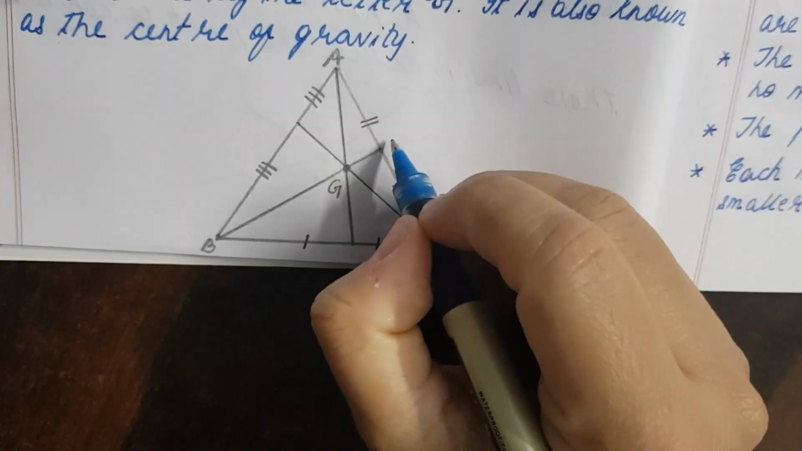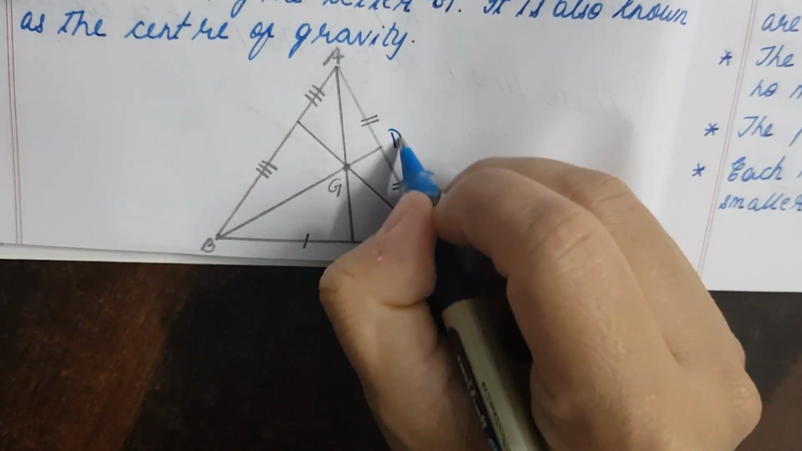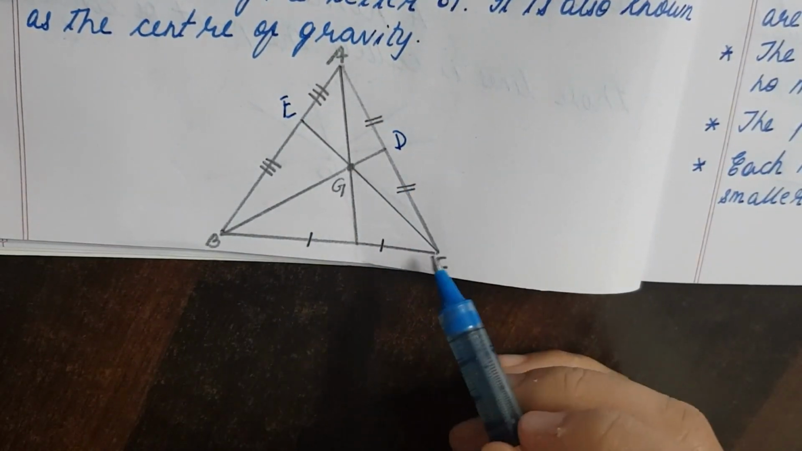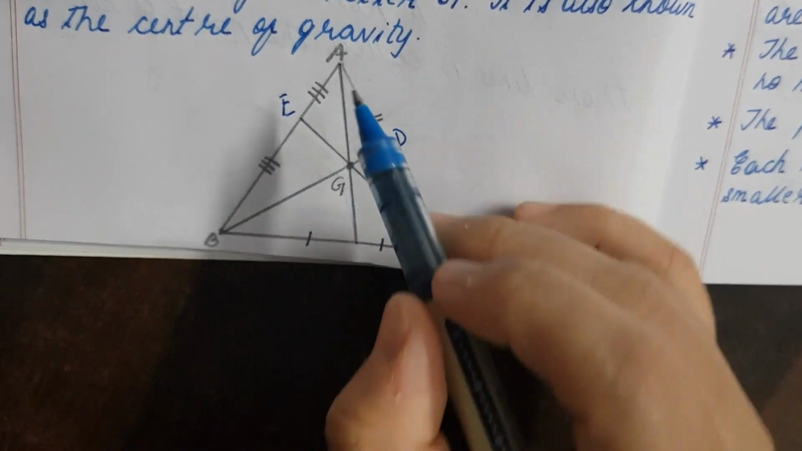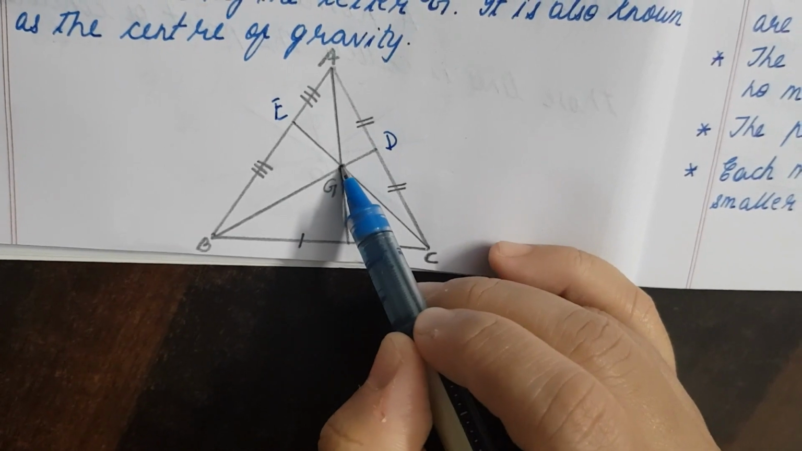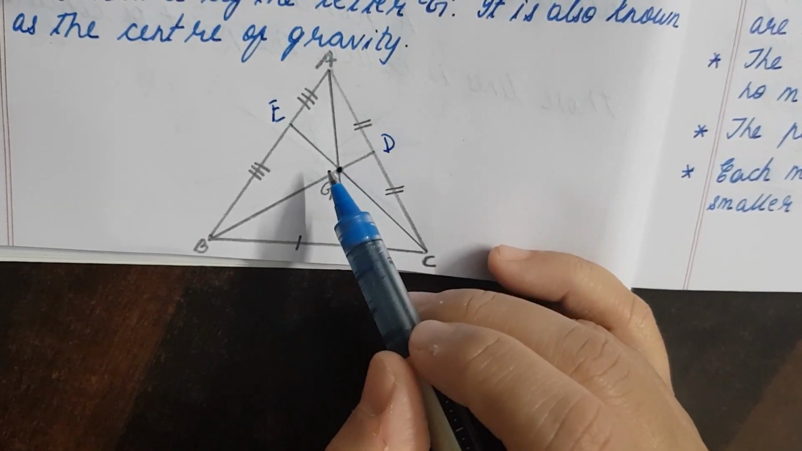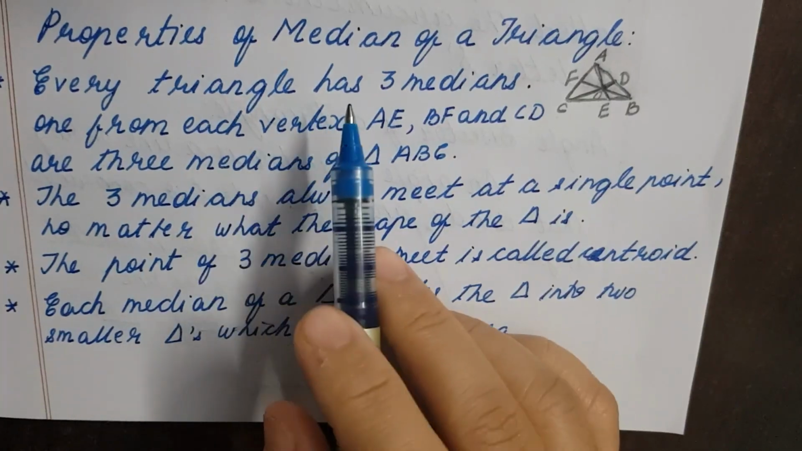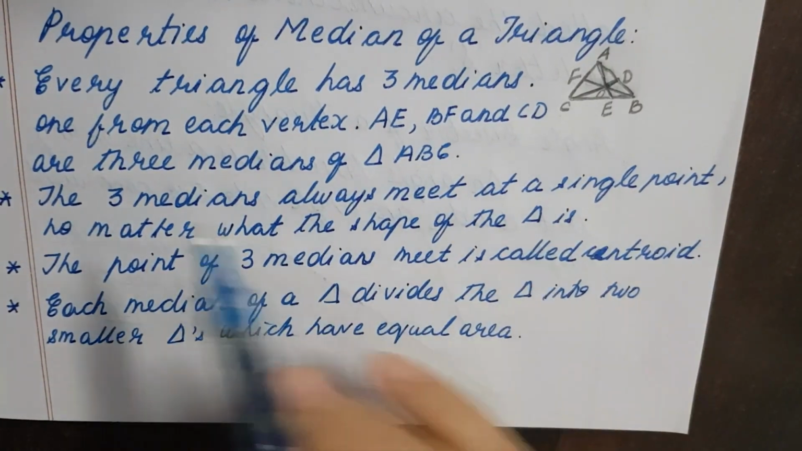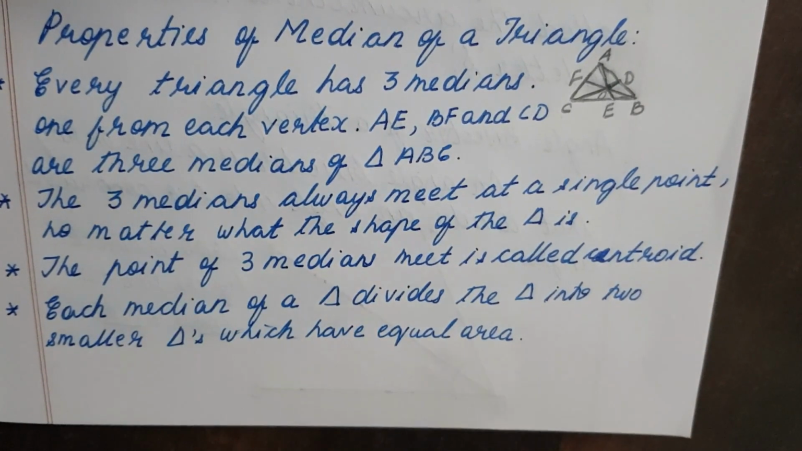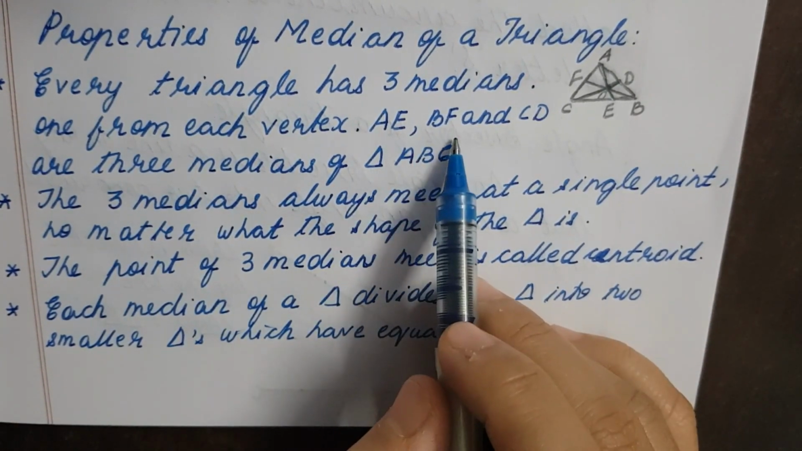So now look, A, B, C, D and E. Okay, so BD is one line segment and CE is one line segment. So all of these meet at one common point, right? So that is called the centroid. So this is denoted by the letter G. Let's look at the properties of a median of a triangle. Every triangle has three medians, one from each vertex, AE, BF and CD.